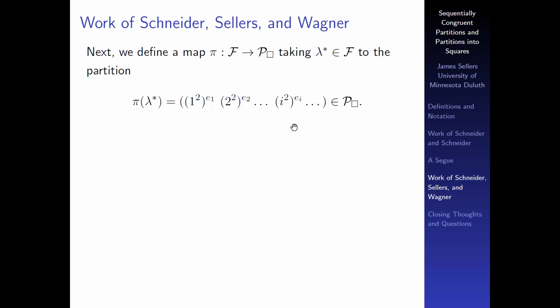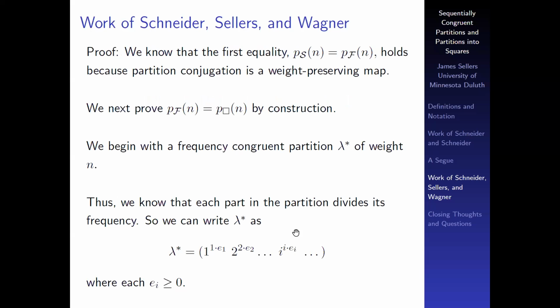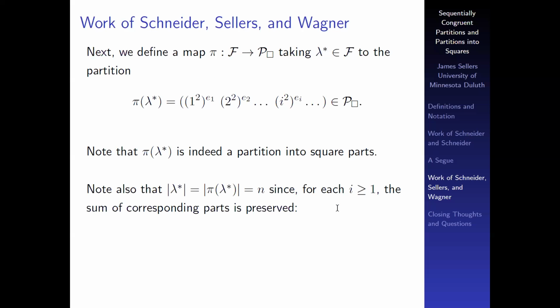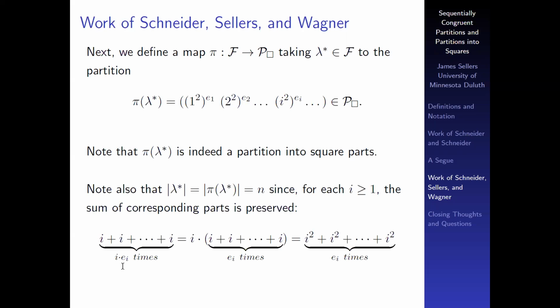That's the important part. Well, let's go back to this part, i with superscript i times e sub i, and ask ourselves, what is the contribution of that term? Well, it's going to be basically the part i repeated i times e sub i times, and the weight of that is the same as i times that same sum, just e sub i times. You can think through that for just a moment. And if you distribute that i into the parentheses, it's the same as the weight of i squared e sub i times, which is what you have here.